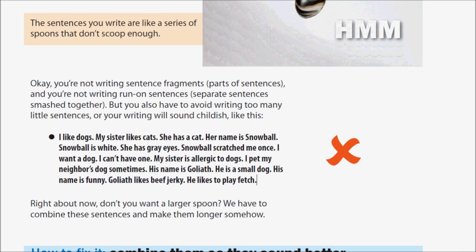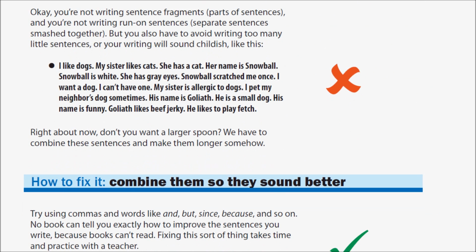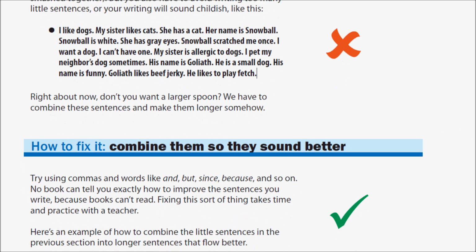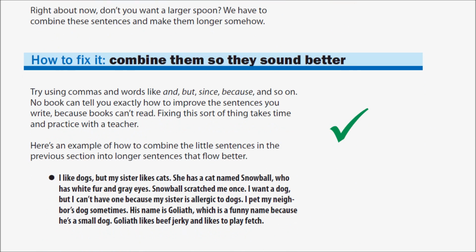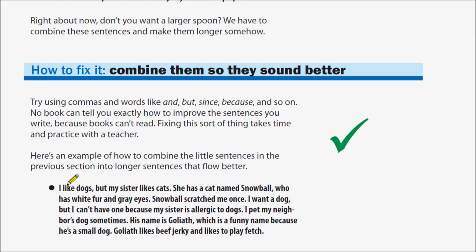And so here, right now, what you do to fix this sort of thing, where there's a bunch of little small sentences, is you just combine them so they sound better. Here's an example. I like dogs. Now, there's a million different ways to combine them. Here's one example. I like dogs, comma, but my sister likes cats. She has a cat named Snowball who has white fur and gray eyes.